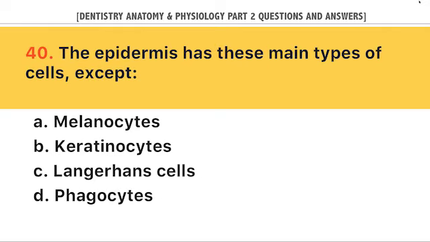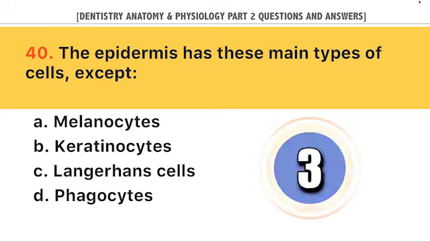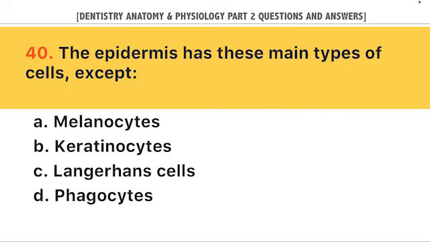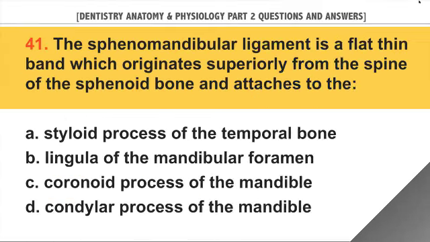The epidermis has these main types of cells except A. Melanocytes, B. Keratinocytes, C. Langerhans cells, D. Phagocytes. Answer D. Phagocytes.